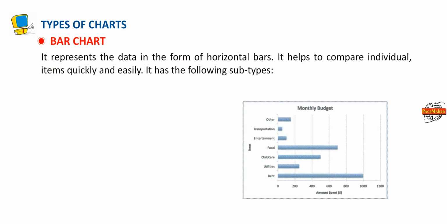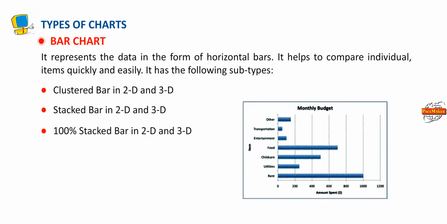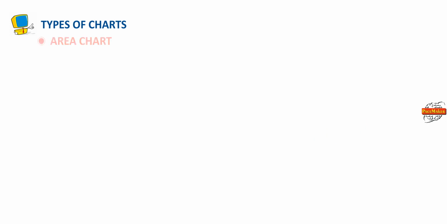Bar chart. It represents the data in the form of horizontal bars and helps to compare individual items quickly and easily. It has the following subtypes: clustered bar in 2D and 3D, stacked bar in 2D and 3D, 100% stacked bar in 2D and 3D, cylinder, cone and pyramid.